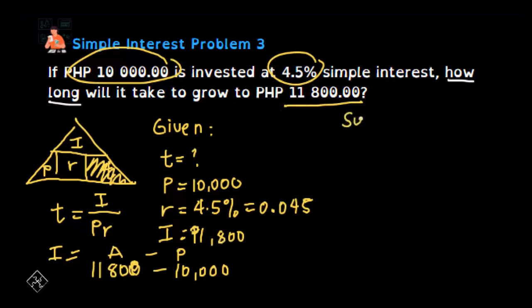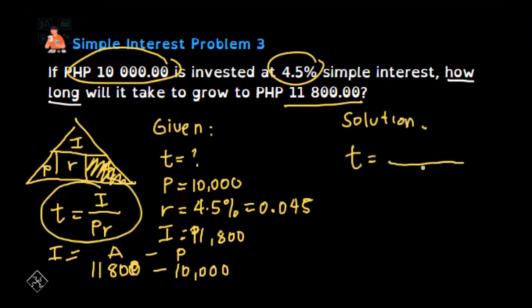Then, we have here the solution. Okay, sa solution natin, of course, we will be using this formula. Time is equal to, ano po yung interest natin? The interest is 1,800 pesos over 10,000 pesos, the principal amount, times the rate. The rate would be 4.5 or 0.045. Okay? So, let us use our calculator to find the years or to find the time given here.